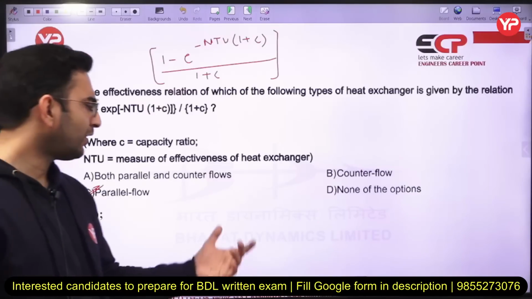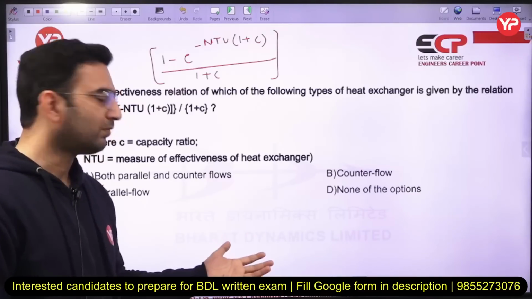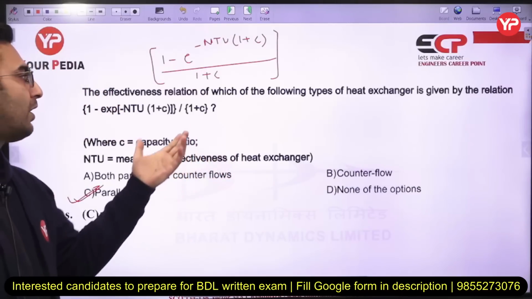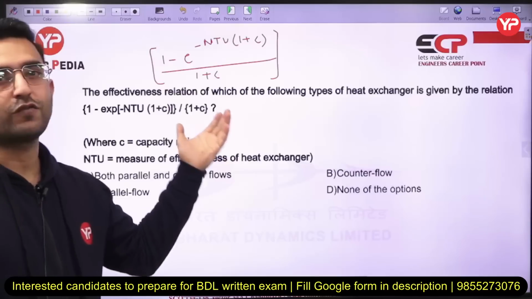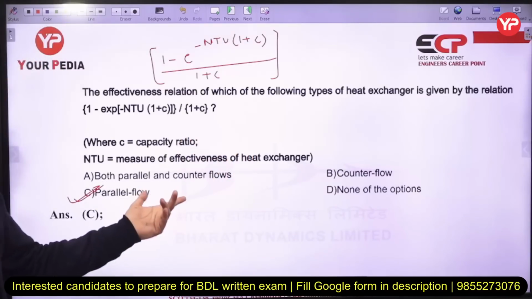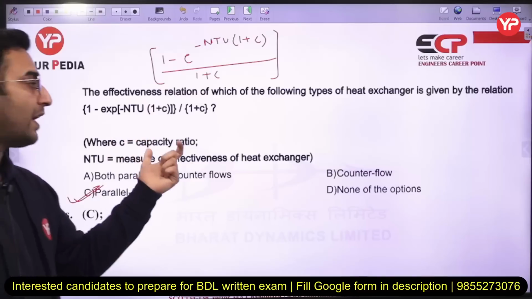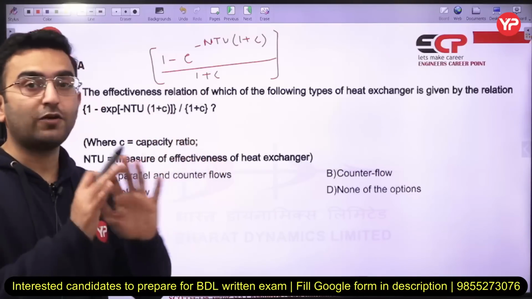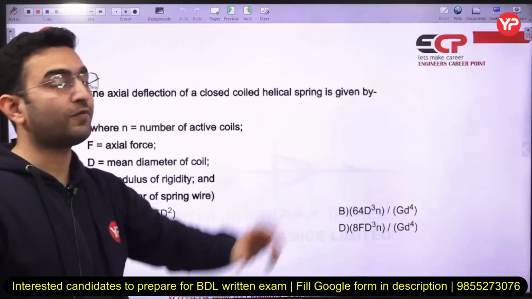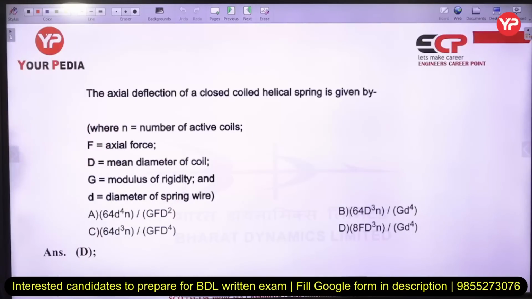So if you see very carefully, the exam pattern of the BDL is very simple here. You have direct questions right now. If you have a basic idea, if you remember the basic formulas of each and every topic, you can easily solve that paper here. It is not taking too much time here. Along with that, the paper is not having any numerical questions here. All the questions are theoretical here. So the exam paper is going to be very easy for the BDL here.